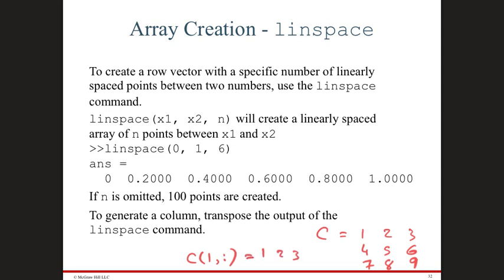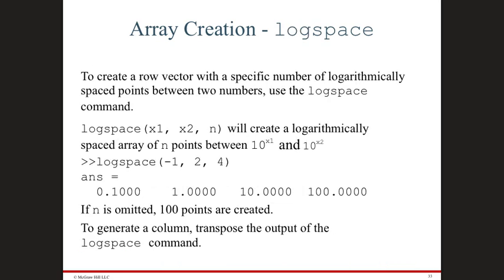As a vector, yeah. And the other one, if I say C of colon and 1, is going to give me 1, 4, 7 as a column vector. So that's the colon operator when used for indexing inside a matrix.